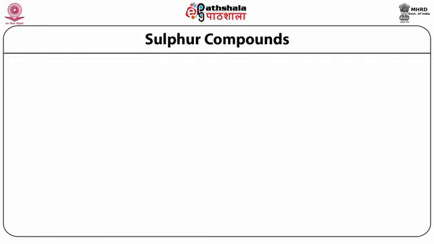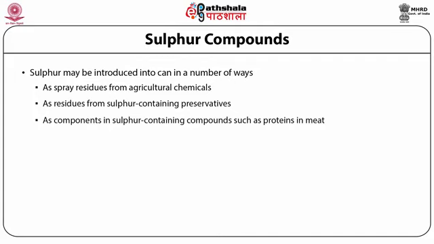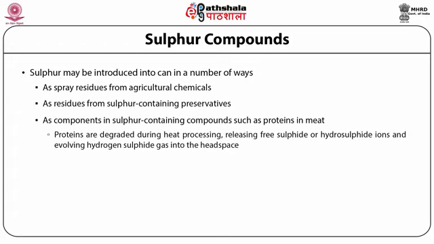Another component is sulfur compounds. Sulfur and sulfur compounds may be introduced into the can in a number of ways: as spray residues from agricultural chemicals, as residues from sulfur containing preservatives, and as components in sulfur containing compounds such as proteins in meat, fish, and certain vegetables. The proteins are degraded during heat processing, releasing free sulfide or hydrosulfide ions and evolving hydrogen sulfide gas into the head space.